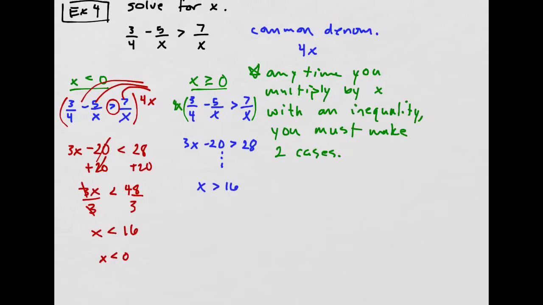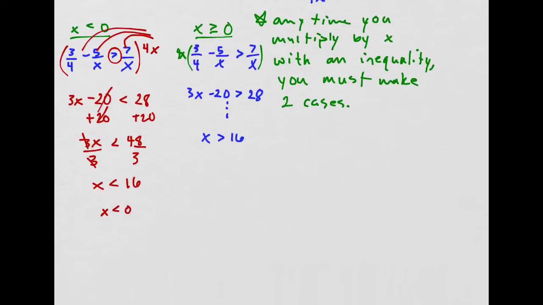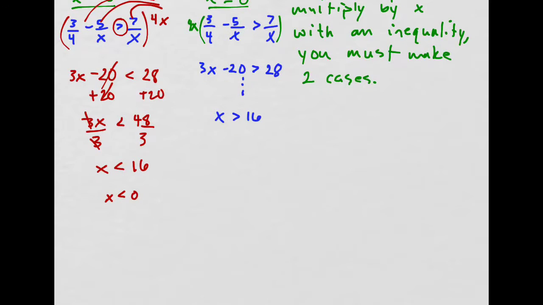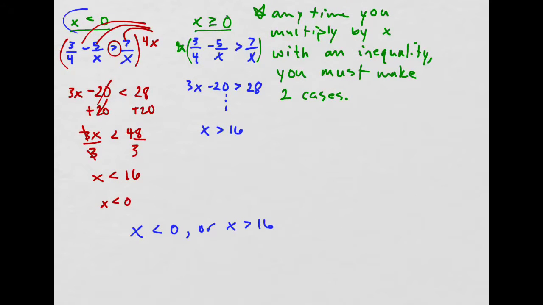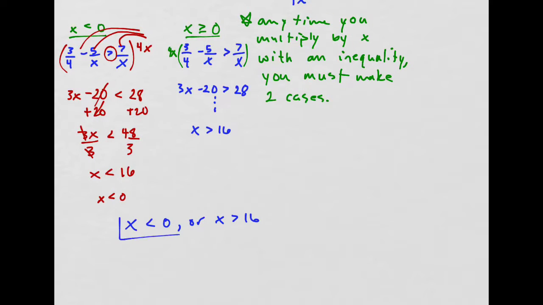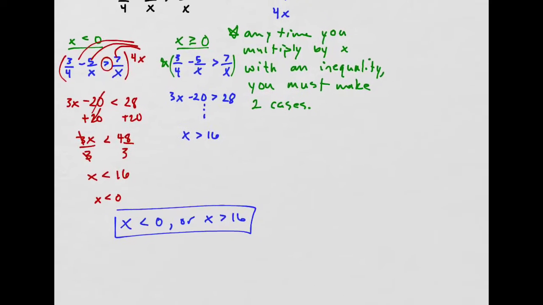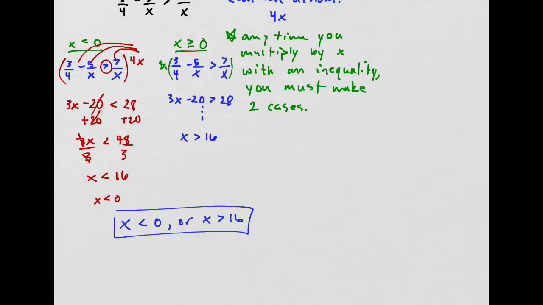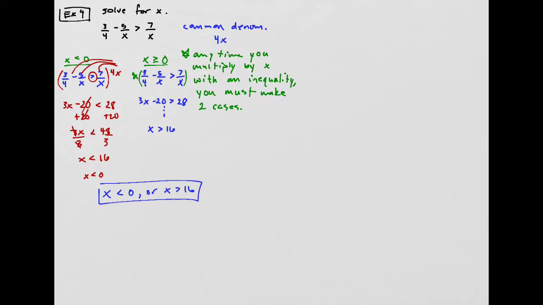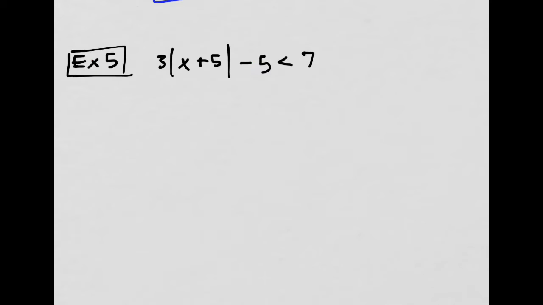And now I want to combine my solutions. So I can say x is less than 0, or x is greater than 16. This part is the key part, because that's when you have different signs. You switch that sign, you know? Okay, we can move on.